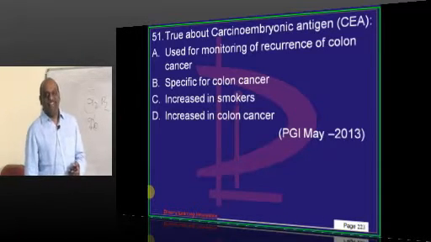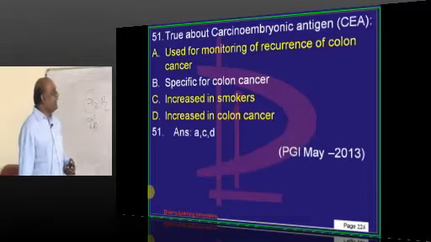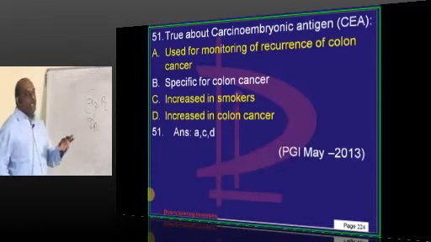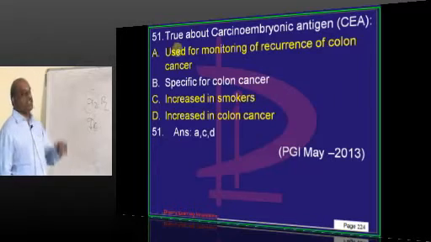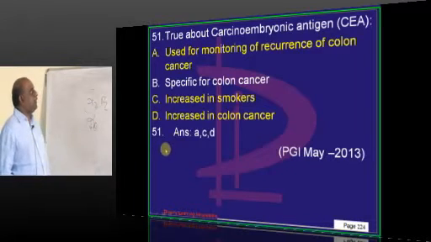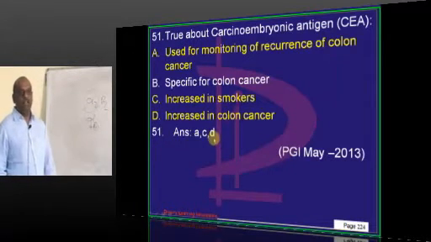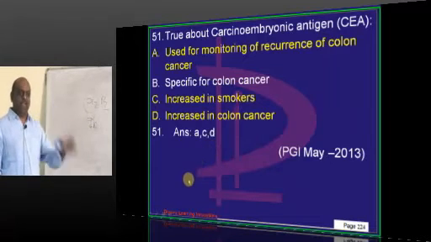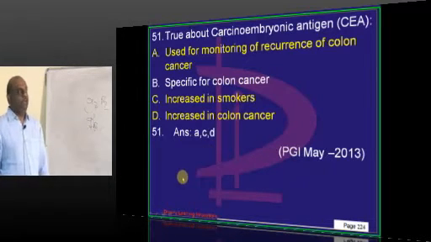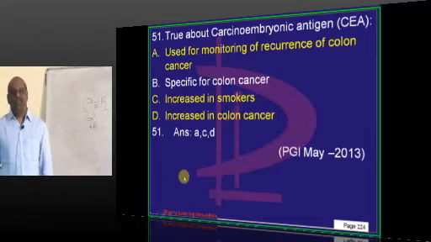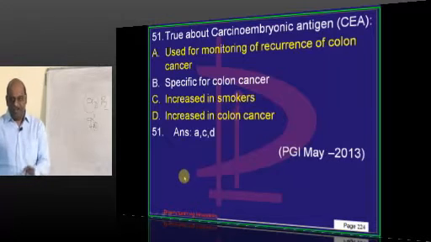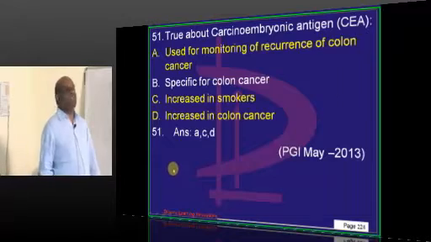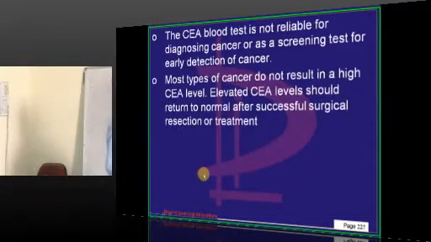We are tricky fellows. So, carcinoembryonic antigen. It is used for monitoring the recurrence of colon cancer. It is increased in smokers. It is increased in colonic cancer, but it is a non-specific indicator. There are many things where it is elevated. If your mood is not good also, it can be elevated. I am telling this on a lighter vein. For you to remember, it is non-specific.